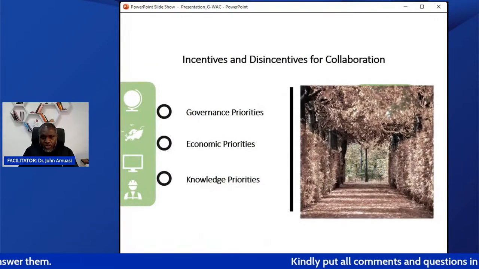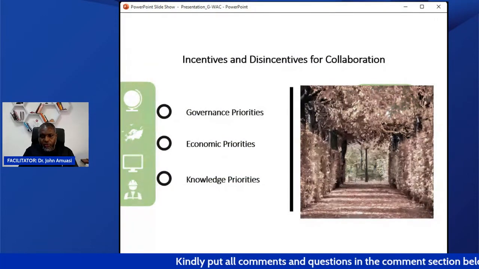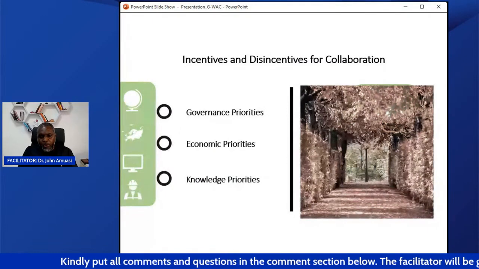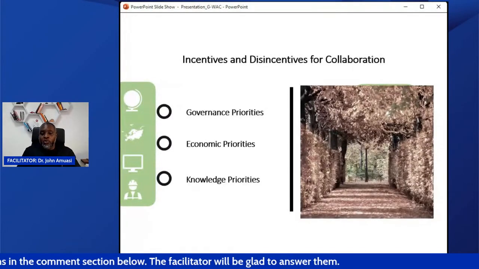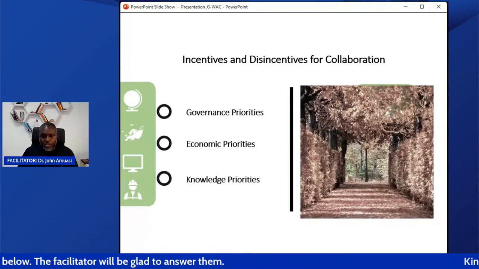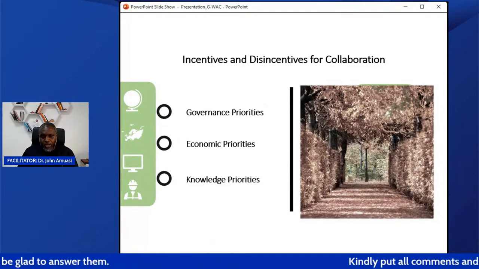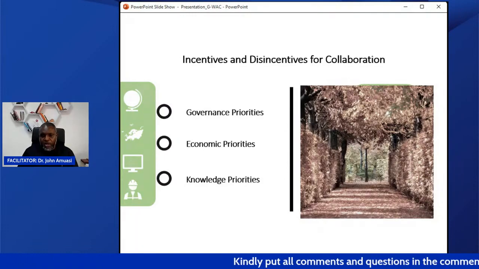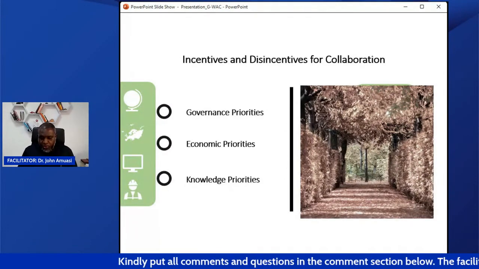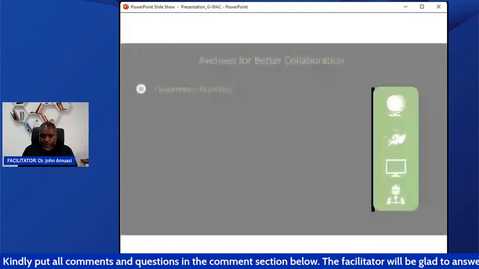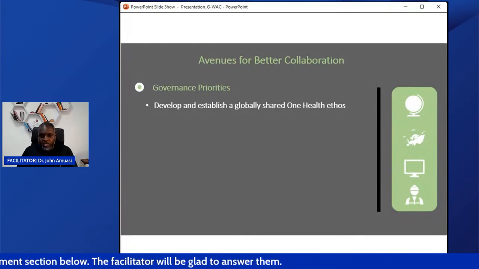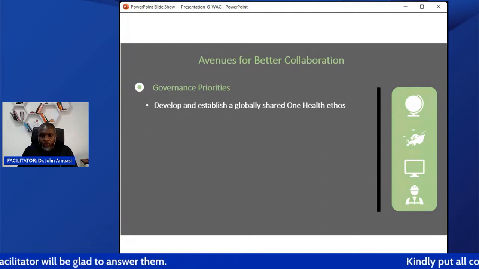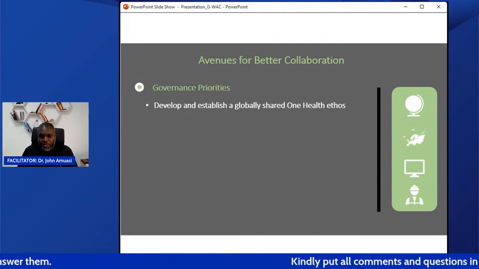So now focusing more on some of these general incentives and disincentives for collaboration, I have anchored this within what I presented earlier on Monday. So it's some form of a recap where I spoke to intersectoral collaborations. And I think if we look at it from these three angles, which I spoke to earlier, governance priorities, economic priorities, and then the knowledge priorities, it's very helpful in being able to see what the incentives or disincentives are to collaboration. And as I mentioned, collaboration does not happen automatically, and the collaboration should not also be forced.